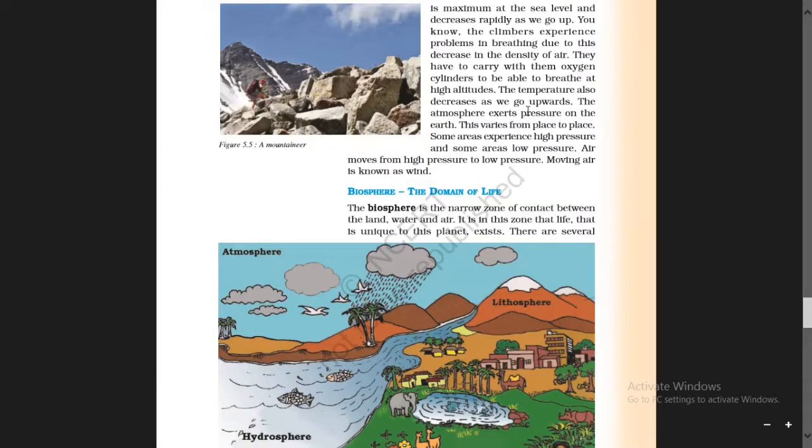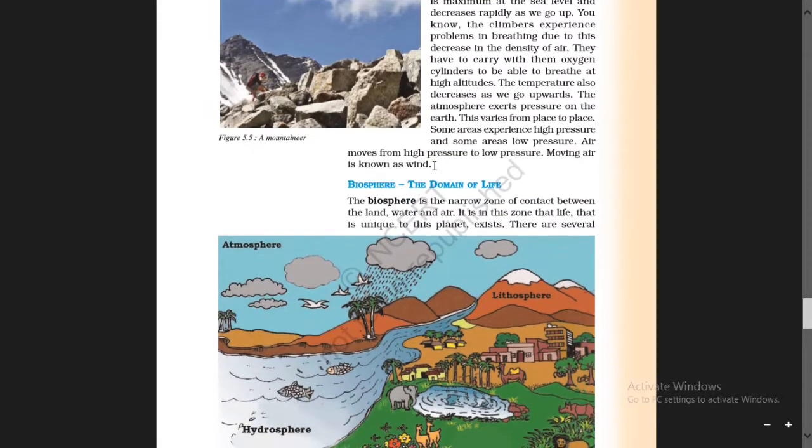The atmosphere exerts pressure on the earth. This varies from place to place. That means it is not alike in every place. It is different from one place to another. Some areas experience high pressure and some areas low pressure. Air moves from high pressure to low pressure. Moving air is known as wind. Mark this one also. What is wind? If anybody asks, you have to say moving air is known as wind.